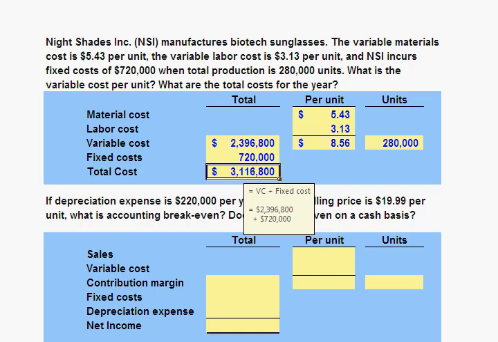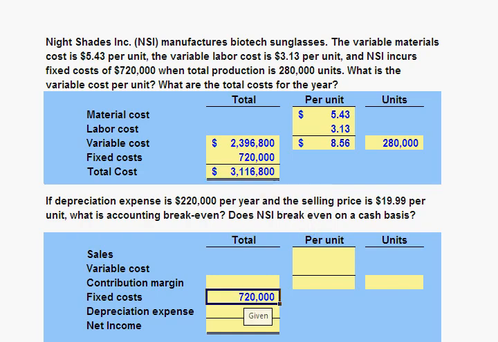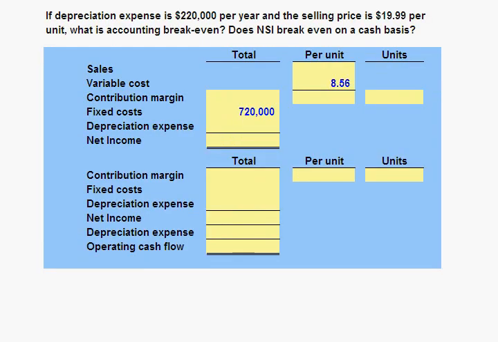For part 2, we're going to make use of some of our information from this first part. We remember that our fixed costs were $720,000 and our variable cost per unit was $8.56. Let's move on to the second part. If depreciation expense is $220,000 per year and the selling price is $19.99, what is our accounting break-even, and does NSI break even on a cash basis?